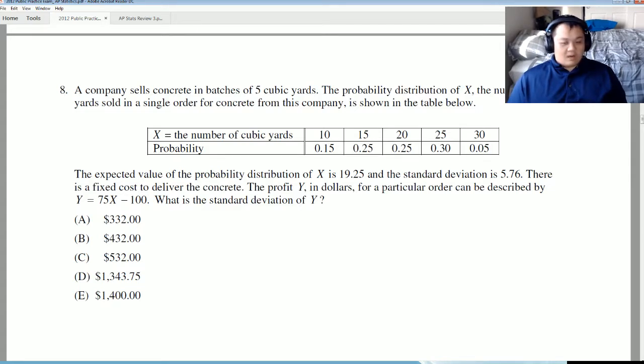$432. How did you get 432? You times the standard deviation of x with the slope. Okay, why aren't you subtracting the 100?